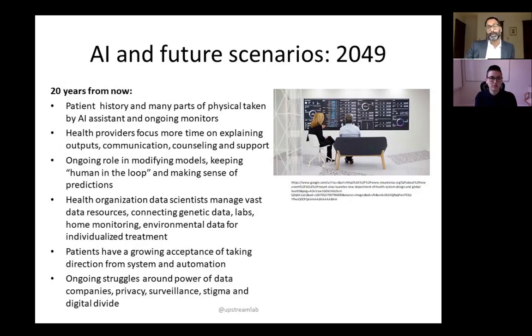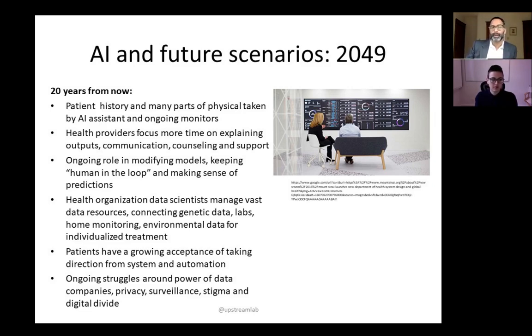And then 20 years from now, and again, this is very hard to predict what the future will look like, maybe we'll see where a lot of the patient history and parts of the physical are actually taken by an AI assistant, and there'll be much more ongoing monitoring. Health providers will be spending a lot more time explaining the outputs and communicating and providing counseling and support, things that a machine or a program couldn't do. There'll be an ongoing role of modifying these models, keeping the human in the loop and making sense of the prediction.